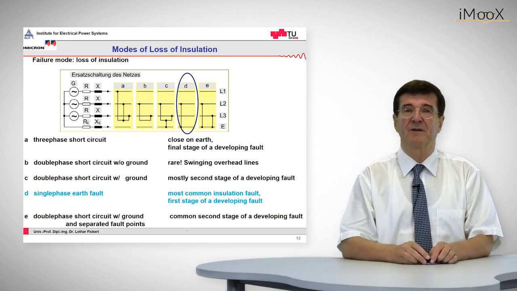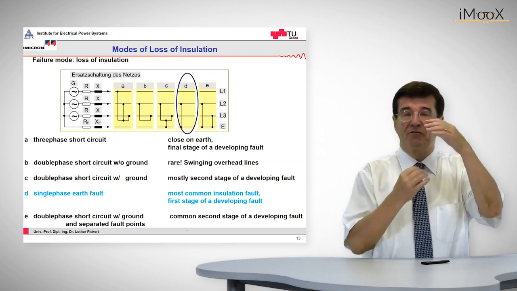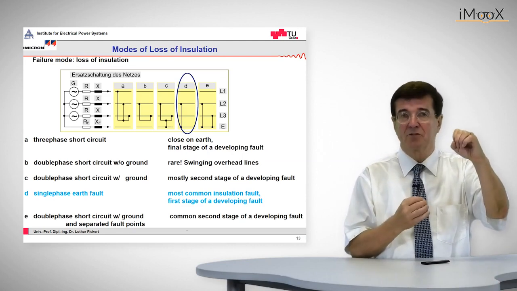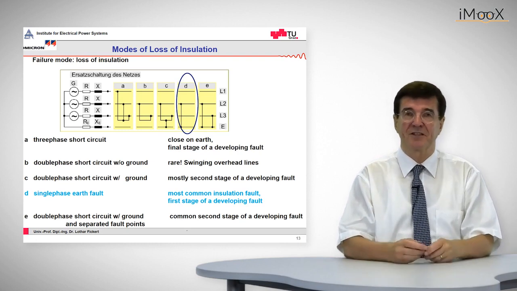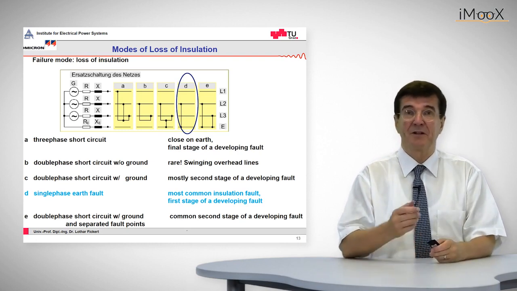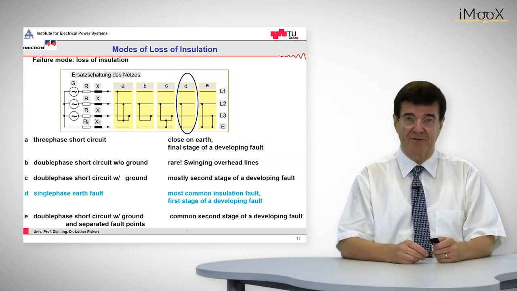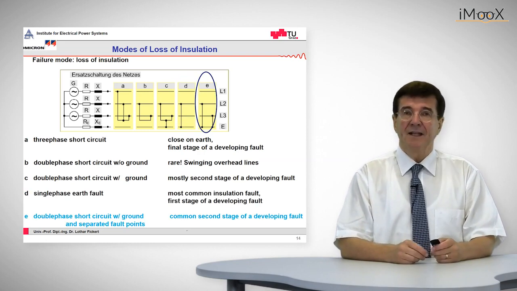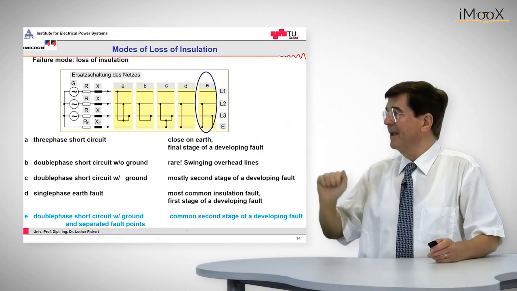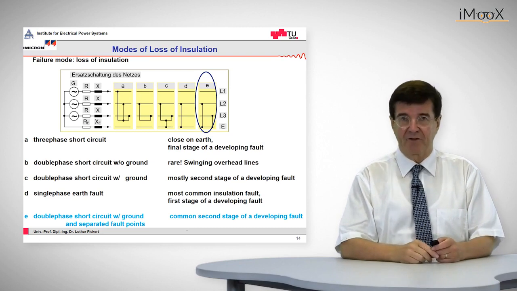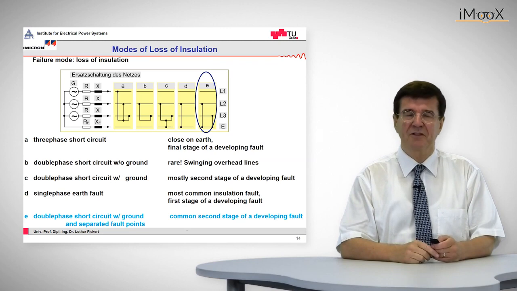The single phase to ground fault, as I mentioned before, is the most common one because this is caused by the breakdown of insulation. Breakdown of insulation means we have a field between the hot conductor and the cold ground. And if this insulation does not sustain this field anymore, then we have an insulation breakdown, and this is a fault between phase and ground. The last fault, which is classified here as E, is the so-called cross-country fault. This is a double ground fault in two different phases.